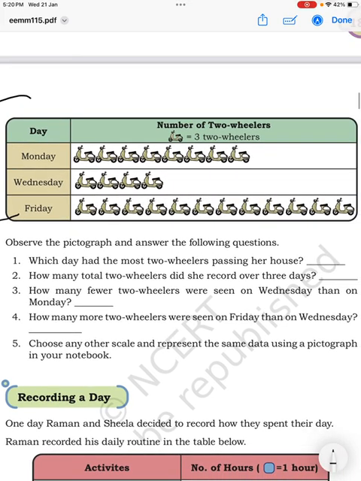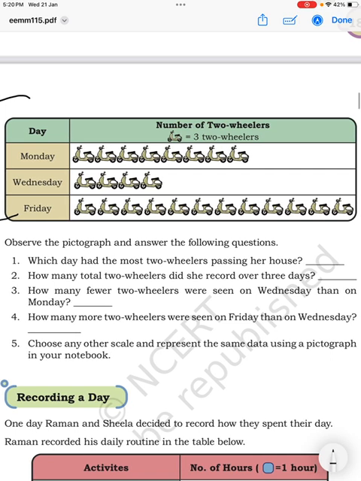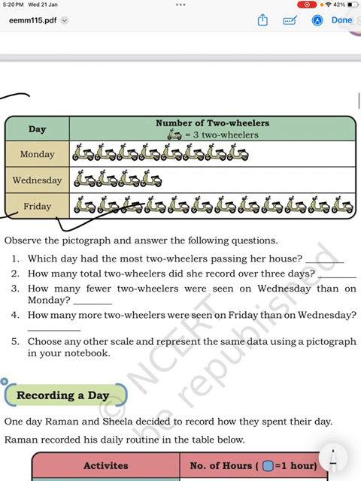So what we have to do is give the answers to the questions given below. Fill in the blanks, observe the pictograph and answer the following. First one is, which day had the most two-wheelers pass? Obviously Friday. How many total two-wheelers did she record over 3 days? First of all you will count the pictures. 24 pictures are there and each picture denotes 3 two-wheelers. So 24 threes are 72.